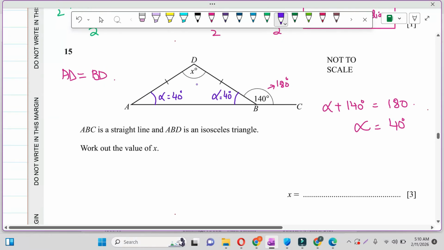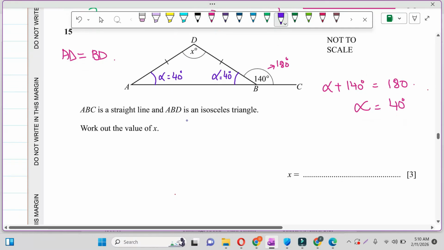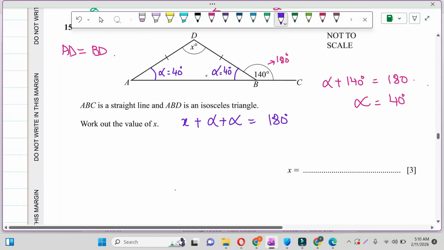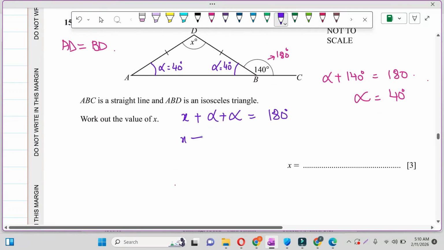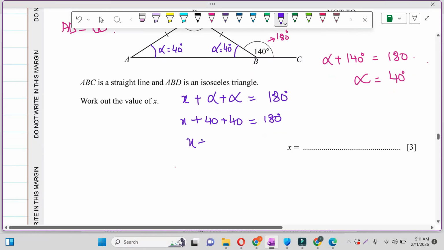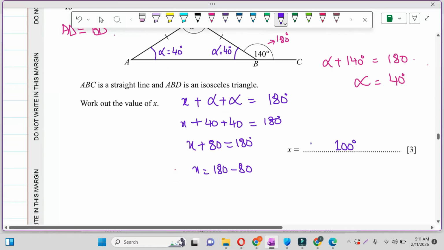Now we need to find the value of x. We know that the sum of the angles in a triangle is 180. So we have three angles: x plus alpha plus alpha is equal to 180 degrees, and we have calculated alpha, which is 40. So x plus 40 plus 40 is equal to 180. x plus 80 is equal to 180. When we move 80 to the right side, x is equal to 180 minus 80, which is 100 degrees. So x is 100 degrees.